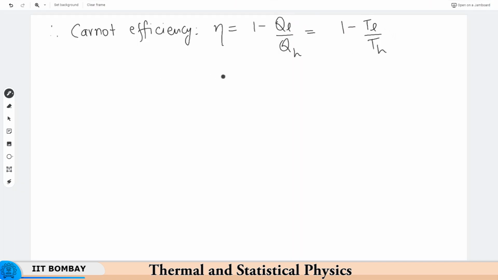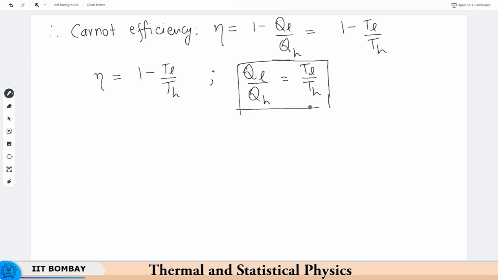Therefore, we end up with two very important results. We have the Carnot efficiency of an engine operating between a hot reservoir kept at temperature TH and a cold reservoir kept at temperature TL as 1 minus TL by TH. And another important result is that the ratio of heat exchange with the hot and the cold reservoir is just proportional to the ratio of those temperatures. So, QL by QH equals TL by TH, okay, and these are two very important results that we have obtained after going through the Carnot process.